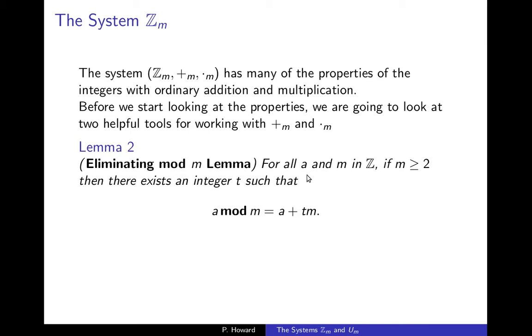And it says that if you have an integer a and an integer m greater than or equal to 2, then you can write a mod m as a plus some integer times m. There will always be some integer t such that a mod m is a plus t times m. So if you're dealing with an expression that involves a mod m, you know it can be replaced by a plus t times m, where t is some integer.